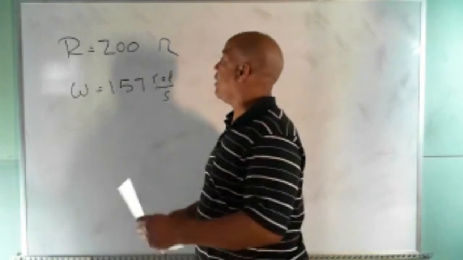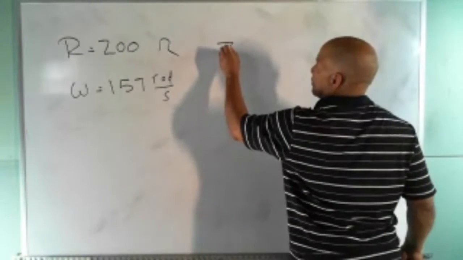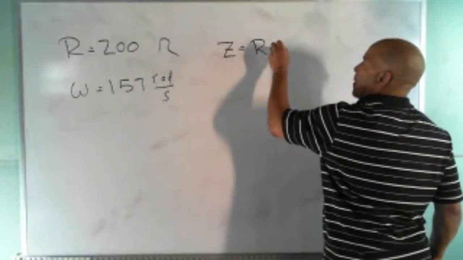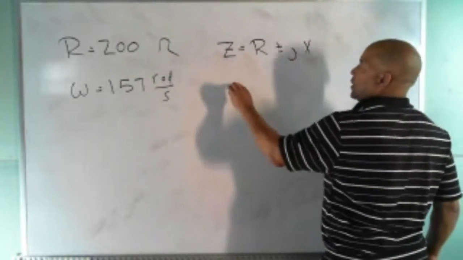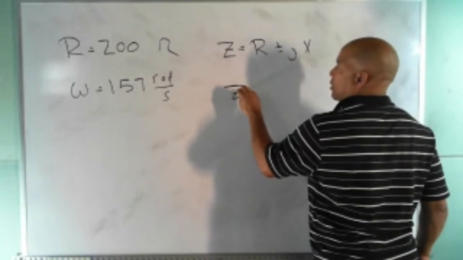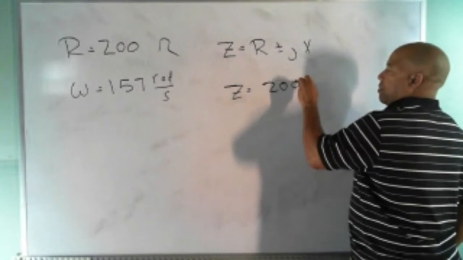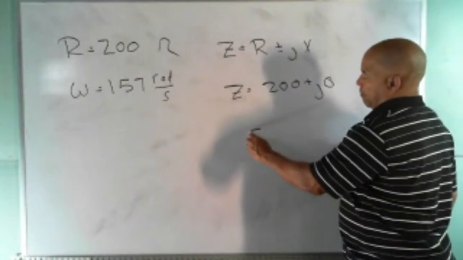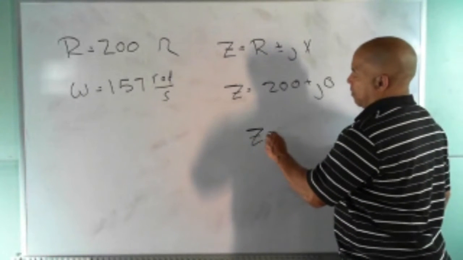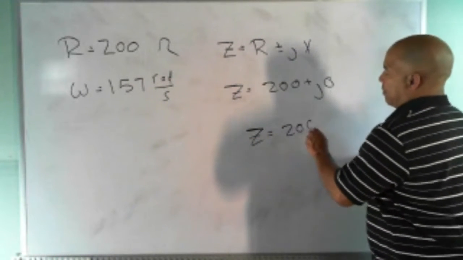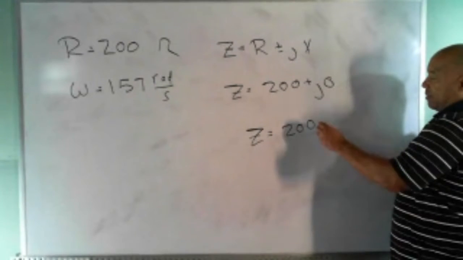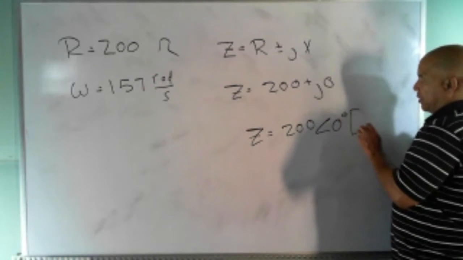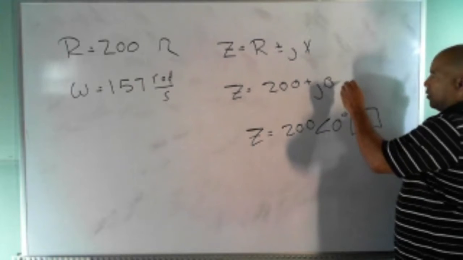If I want to write this in rectangular form like this, it would just be Z equals 200 plus j0. And in polar form, it's just 200. And again, if I just have that, then my phase is going to be 0 degrees. And in both cases, my units are ohms.